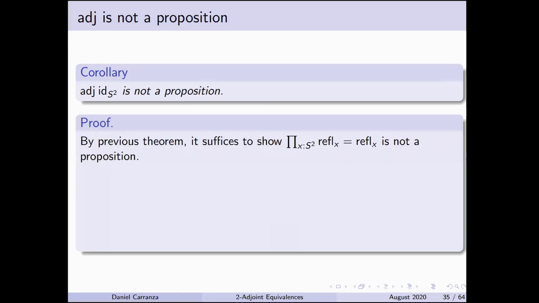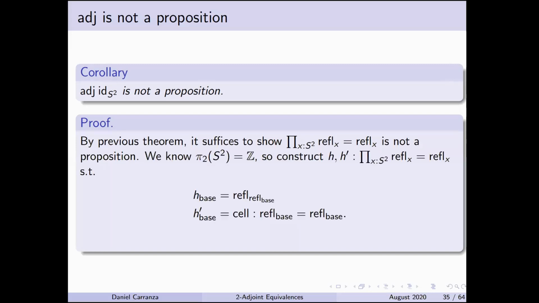By our previous theorem, it suffices to show that this type is not a proposition. And we know that pi2 of S2 is Z. So if we just take two such elements here, one that sends base to refl base, right? Refl base is a proof that refl base equals refl base. And we send the other to our cell that we just described. Since we know that refl base is not the cell, we know that these two objects are distinct from each other. So this type is once again not a proposition.